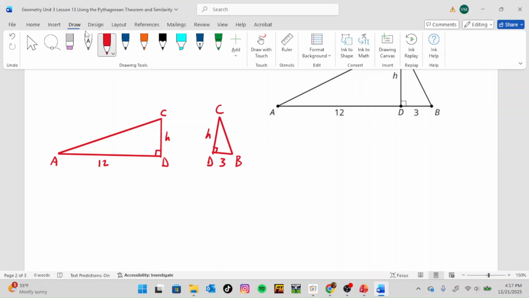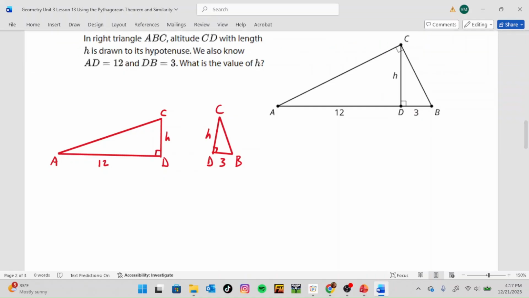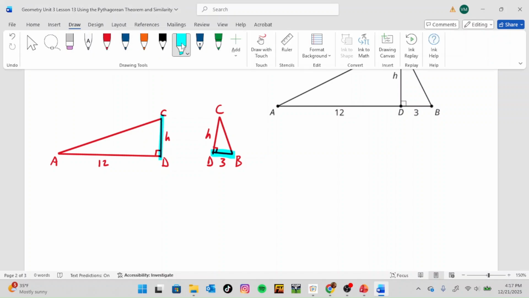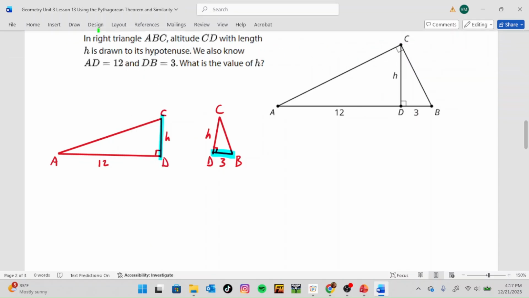So we need to make sure we understand which sides are corresponding. Now, from our 90-degree angle, we have a short side and a long side. And so our short sides I'm going to highlight in blue. 3 in the small triangle corresponds with h in the big triangle. And then the long side in the small triangle is h, and the long side in the big triangle is 12. So the sides that are green correspond.